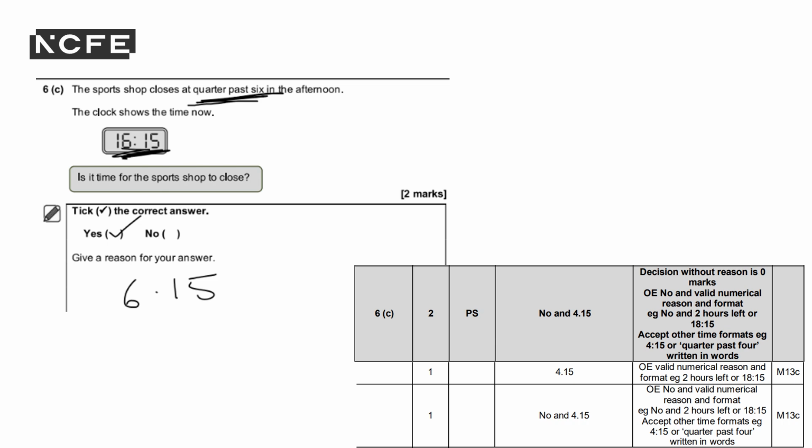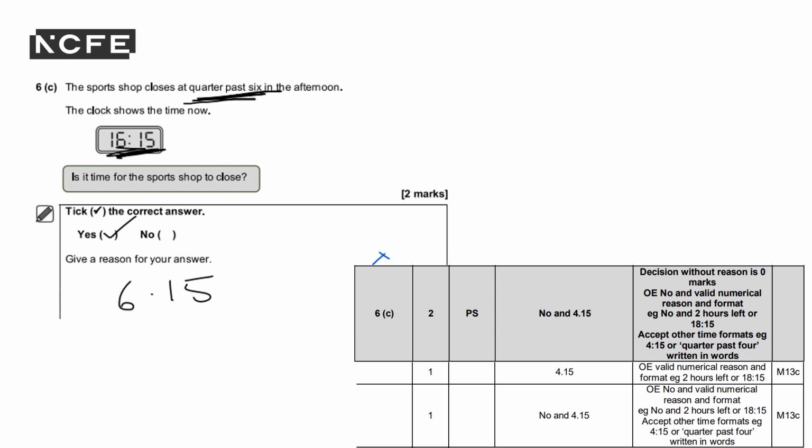And for this question, no marks. So they have indicated a decision. Yes, they've written 6:15, so they've interpreted the 24-hour clock time of 16:15 as 6:15 rather than 4:15. So can't award any marks there.